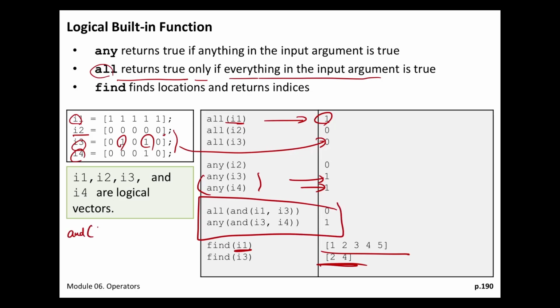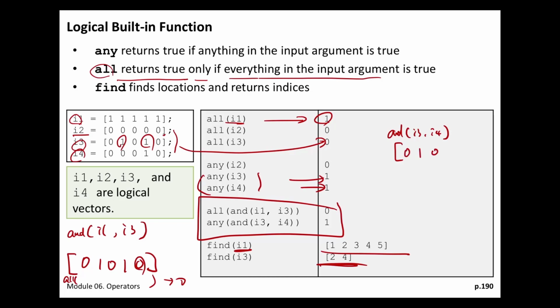And i1 and i3, that is the 0, 1, 0, 1, 0. Okay, and all that gives you false because there is a 0. Okay, what about the or of i3 and i4? That is 0, 1, 0, 0, 1, 0, right? And here, at least a 1 here, that's why it's a true. Okay, can you get this operation? This is a really powerful function that you will see the value.